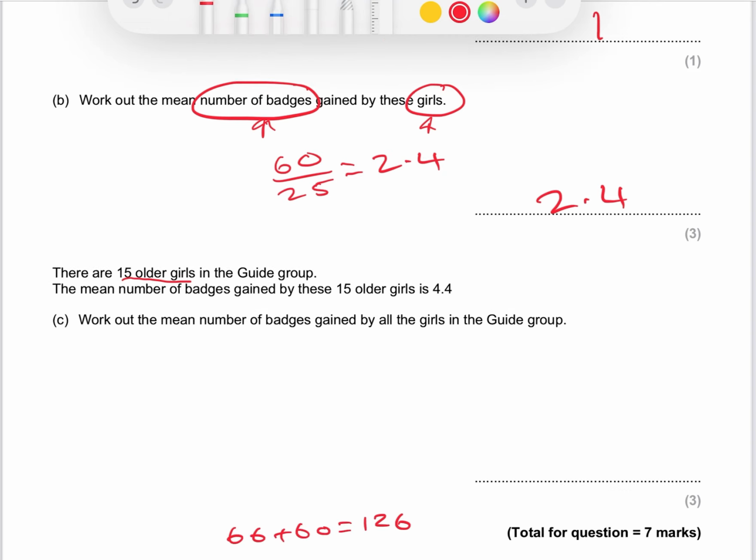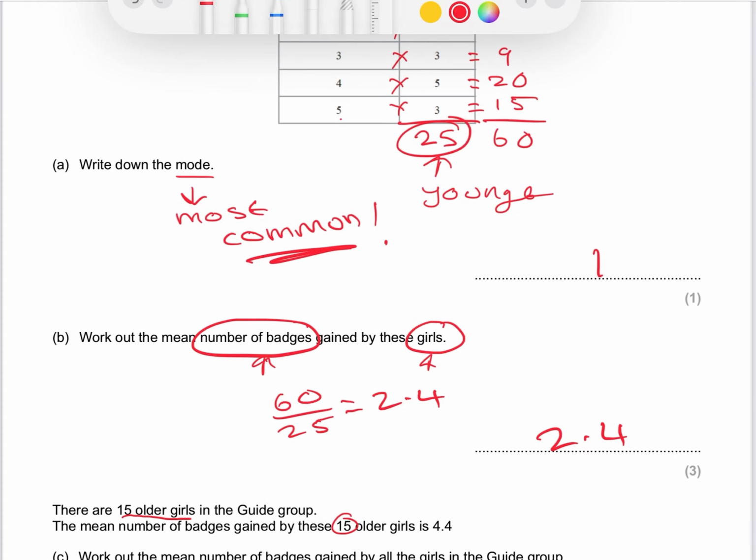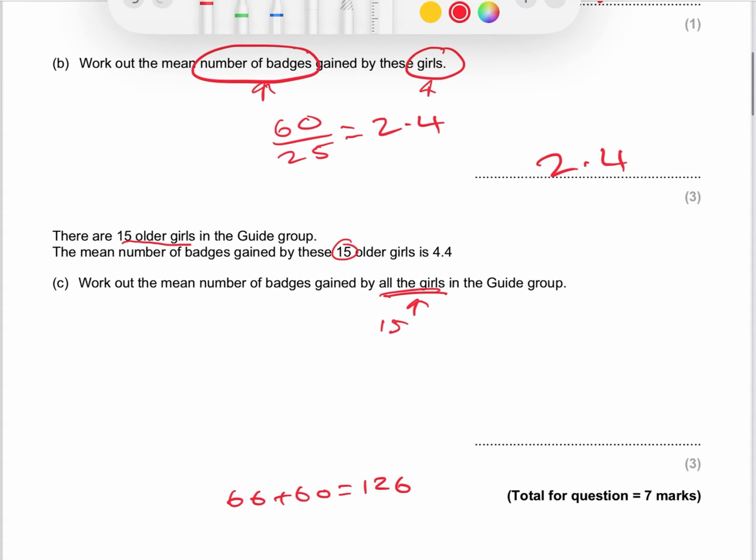And it told me that the mean of their badges is 4.4, so just slightly higher. The question wants to know what would be the mean of all the girls. So that means I need to know how many girls I have in total, which should be nice and easy because we have 15 here and we have 25 here. So 15 and 25, I have 40 girls.